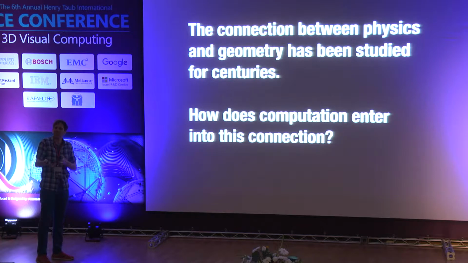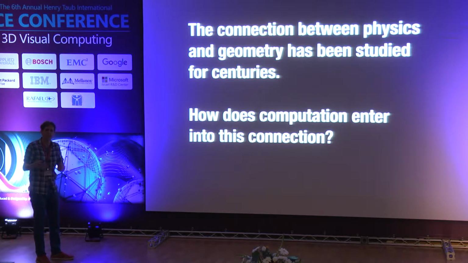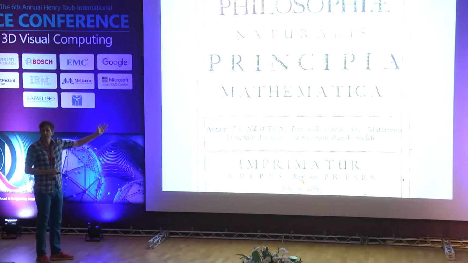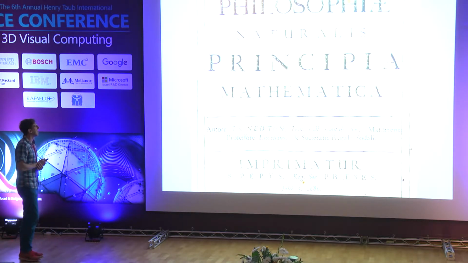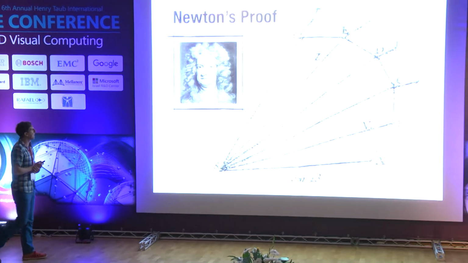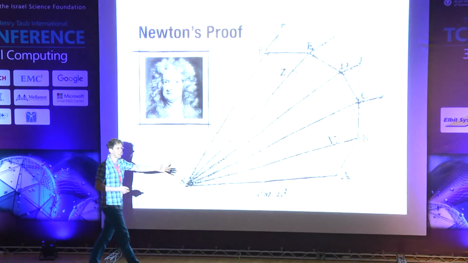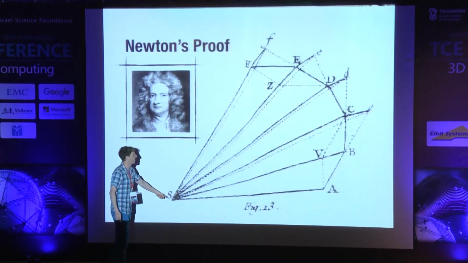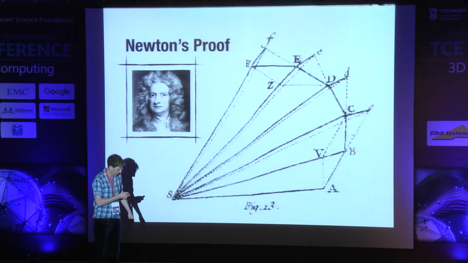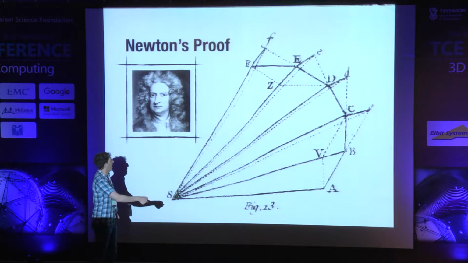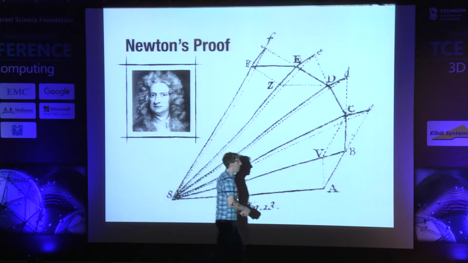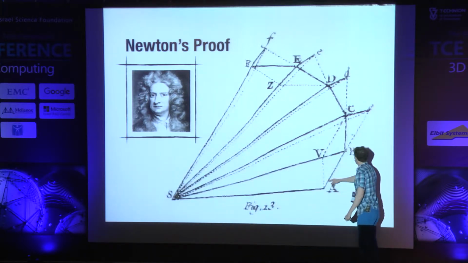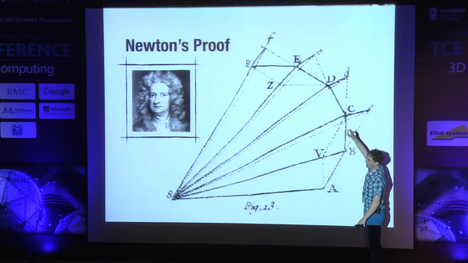How does the connection between geometry and physics enable us to make better computations of physical systems? So here's Newton's Principia, and the page in the Principia actually shows a discrete argument for proving Kepler's second law. Here's the sun. And the motion of the planet follows a piecewise linear trajectory.